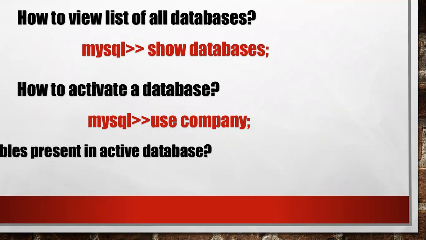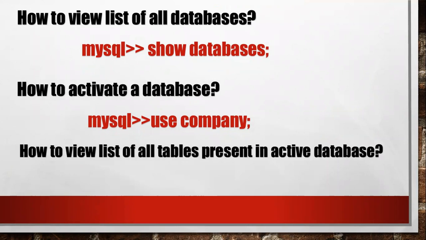The last command which we discussed in the previous lecture is how to view the list of all tables present in an active database. Suppose we activated a database and now we want to see how many tables are present in that database and what are the names of those tables. Show tables is the command to view the list of all the tables present in the active database. So these three commands we discussed in the previous lecture.